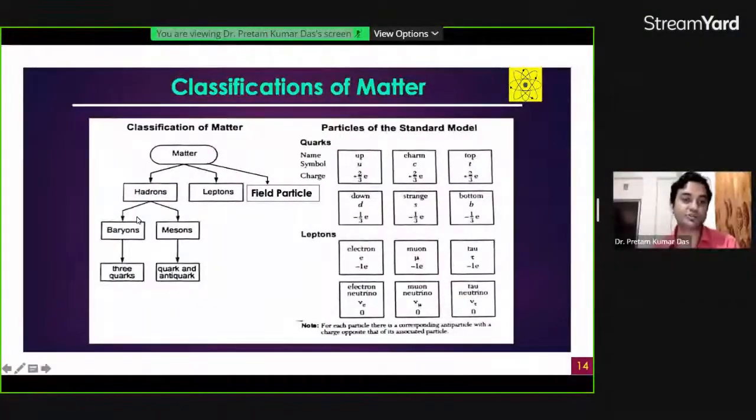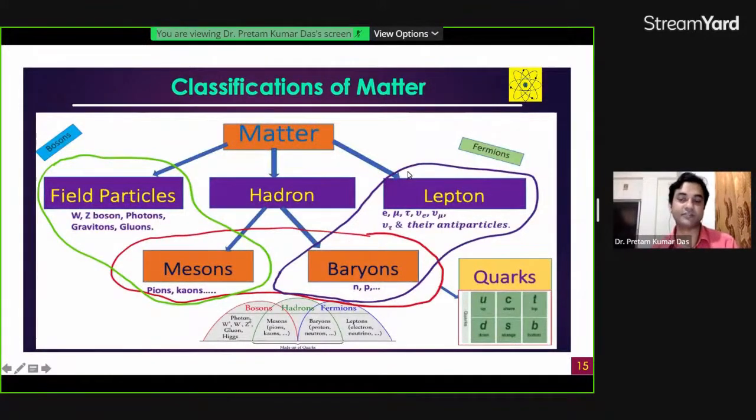We can get two types. One is baryon, another is meson. Baryons are very common, neutron and proton are the two common baryons, and mesons are the pi meson and other mesons. When two quarks come together, they form a meson, but when three quarks come together, they form a baryon. So if you see this figure, I think it will be more clear.